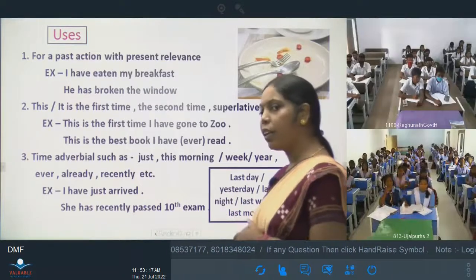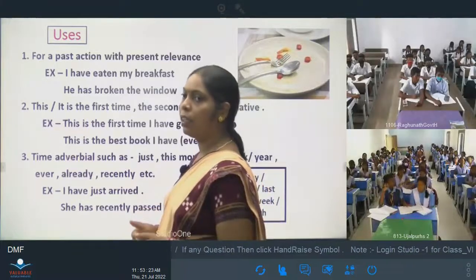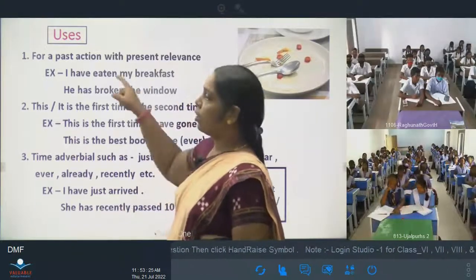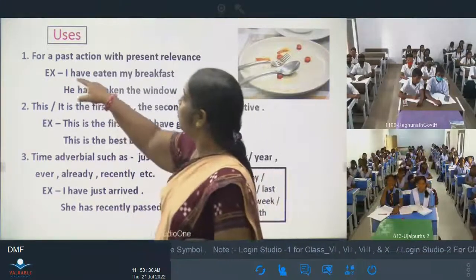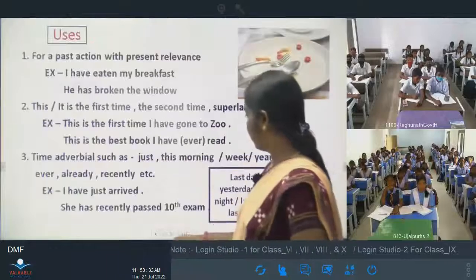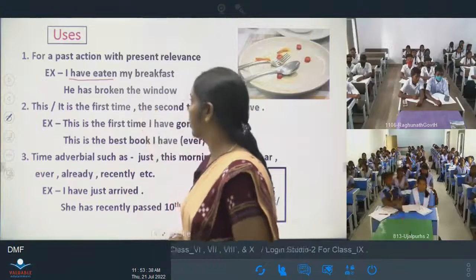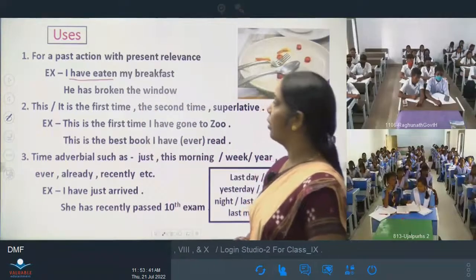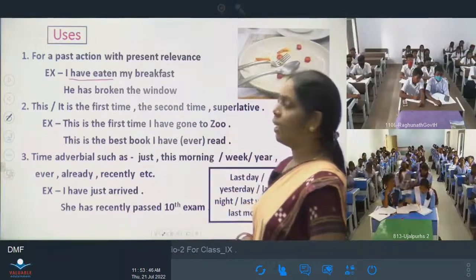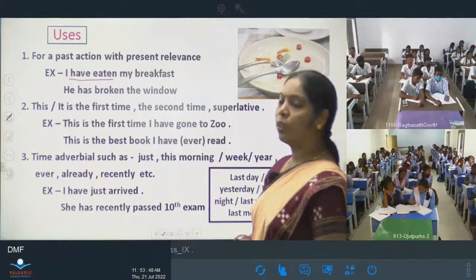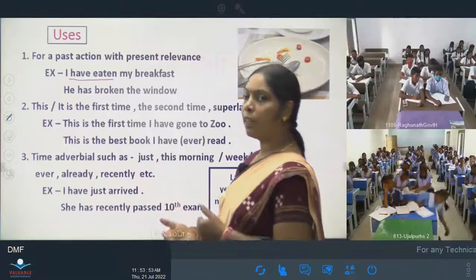The action has started already before. This is an example of present perfect tense. I have eaten. He has broken the window. The window is broken still now. It has not been repaired.